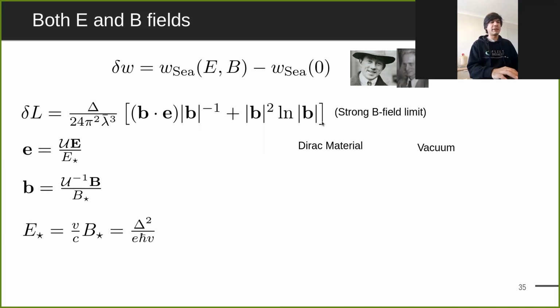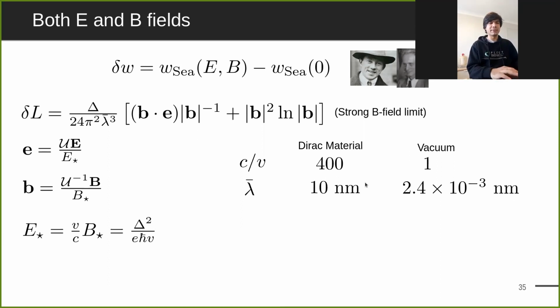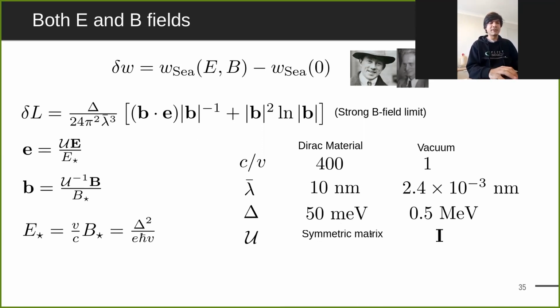So this theory can be applied both to vacuum, like in the LHC experiment, or to material. The only difference is that the velocity of the fermion is different. It's much smaller in Dirac material. The Compton wavelength is much larger in Dirac material. The gap is much smaller in Dirac material. We also have anisotropy in Dirac material, while vacuum is isotropic. And you have this extreme difference in critical fields.